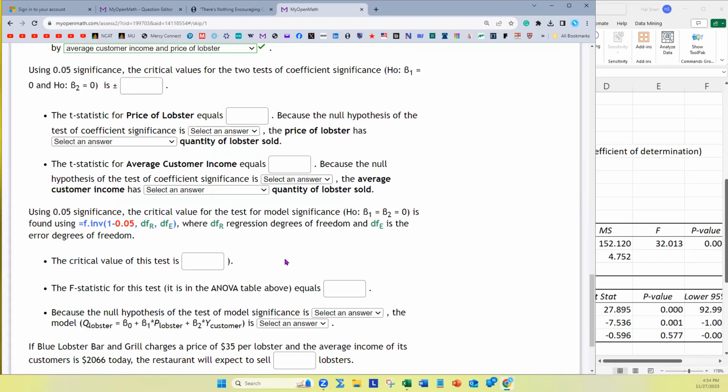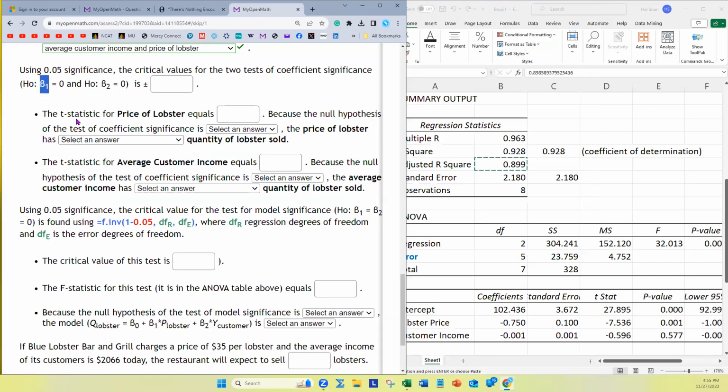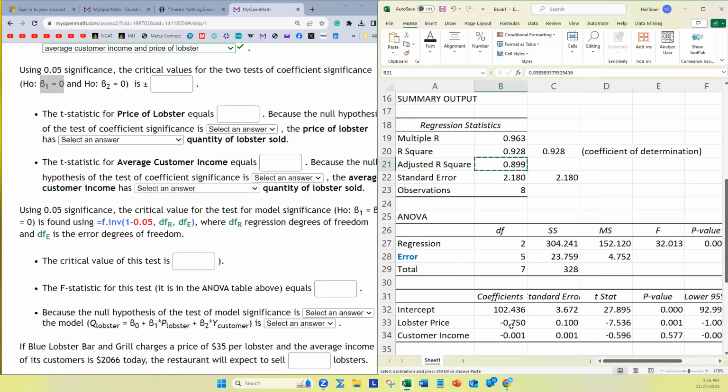Now the next thing we do after we interpret the R square is hypothesis testing. And we have to do two hypothesis tests for the coefficients. I got the first null hypothesis, beta 1 equals 0. What are we doing there? We're going to test whether this value here, this estimate of beta 1, right?